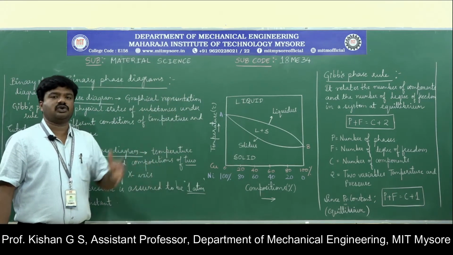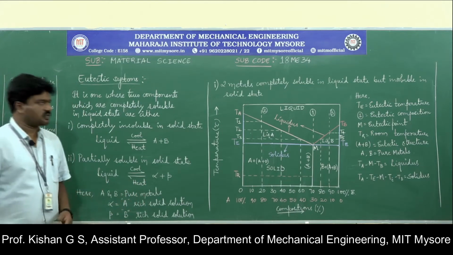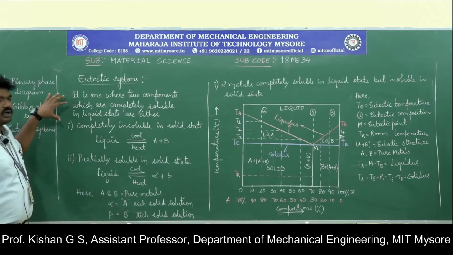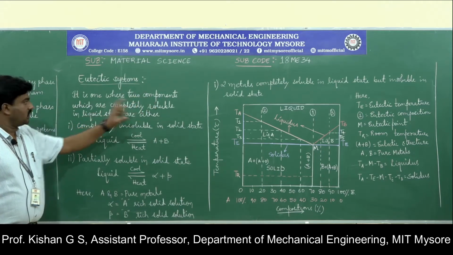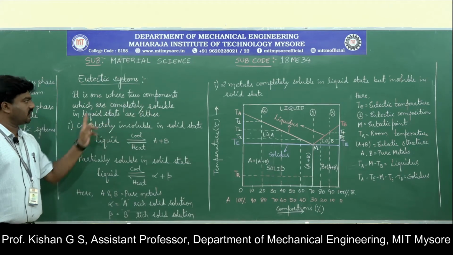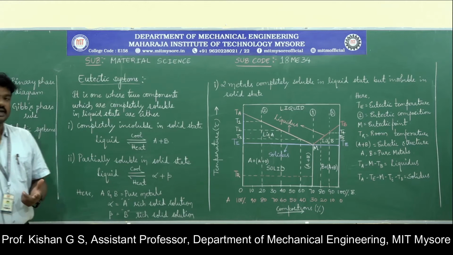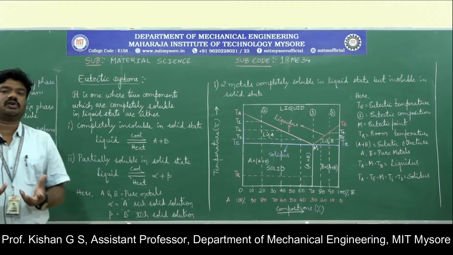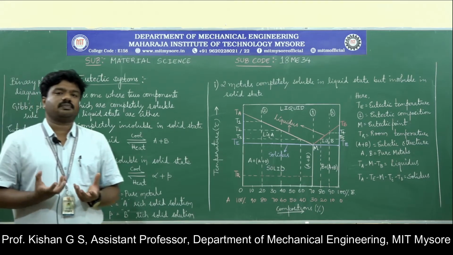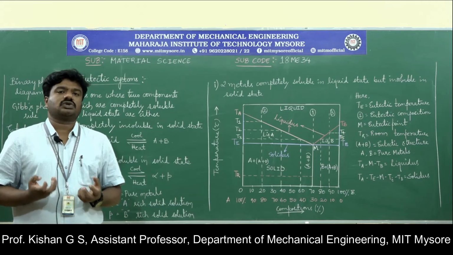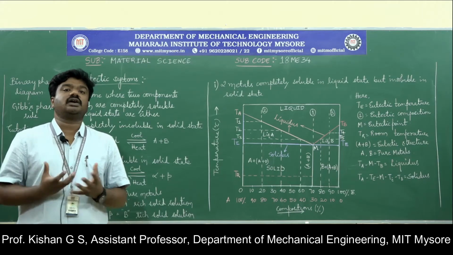Now let us take up eutectic systems. Let us start the study on eutectic systems. How do you define a eutectic system? It is defined as a system where two components which are completely soluble in liquid state are taken into two cases. That is, when we have a combination of two metals, say metal A and metal B, let us define A and B as the pure metals here. When we mix these two metals and heat them in the liquid state, they are completely soluble.